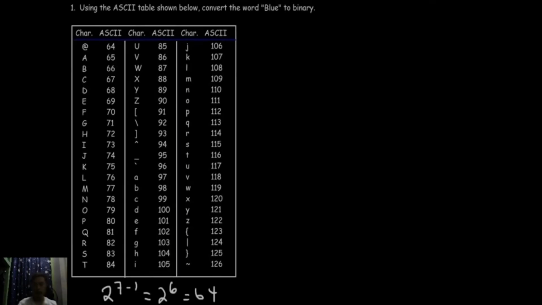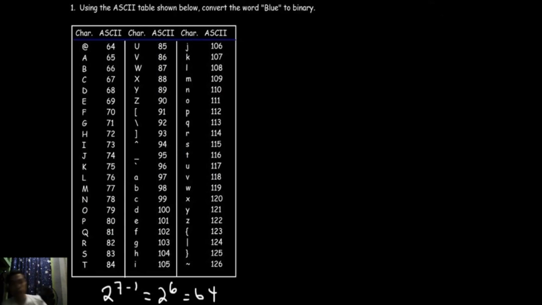Hello, I'm Dave Lamoste, and today we'll be giving examples on how to use the ASCII code to convert words to binary, alright, words or letters to binary. So let's start. We have an example here using the ASCII table shown below. Convert the word blue to binary.